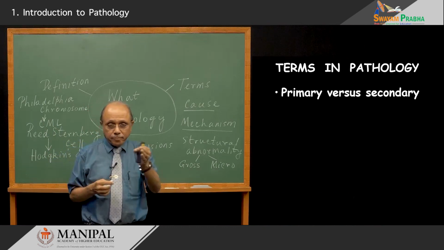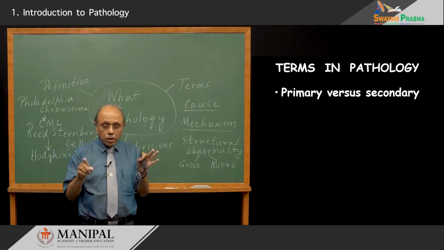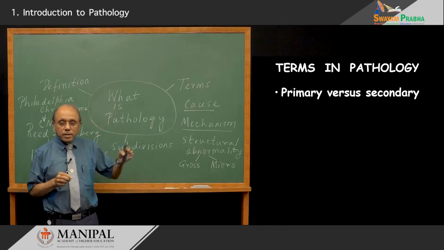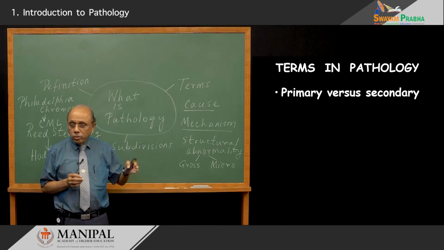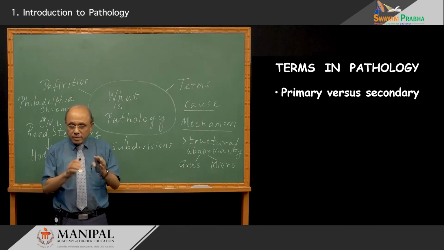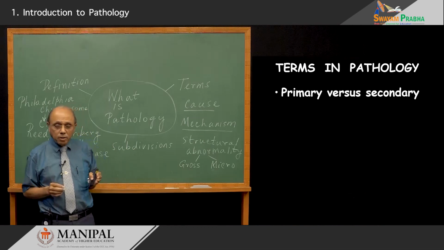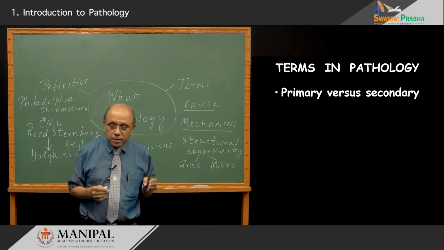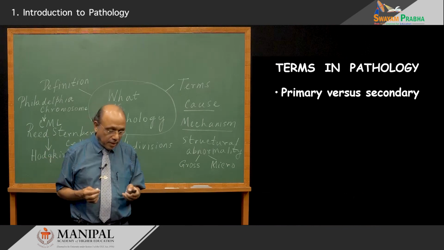So, this word primary and secondary, there are two contexts in which it is used. One is indicating the cause that is not known, and if the cause is known, it is called secondary. That is one usage. The other usage is in the context of neoplasms, in the context of cancers, primary tumor and secondary tumor.